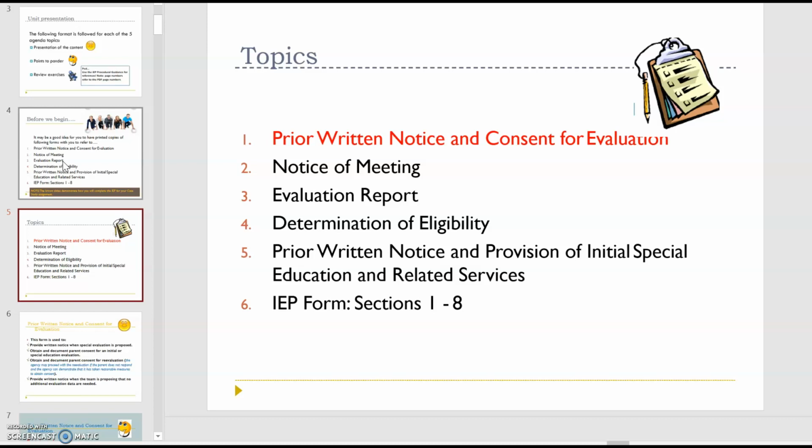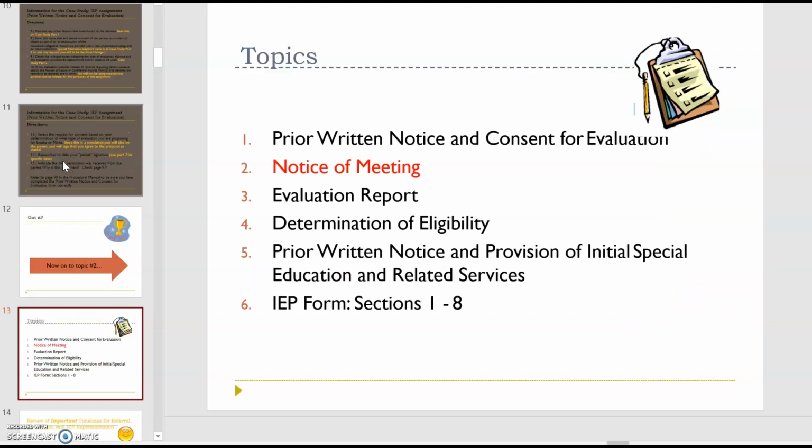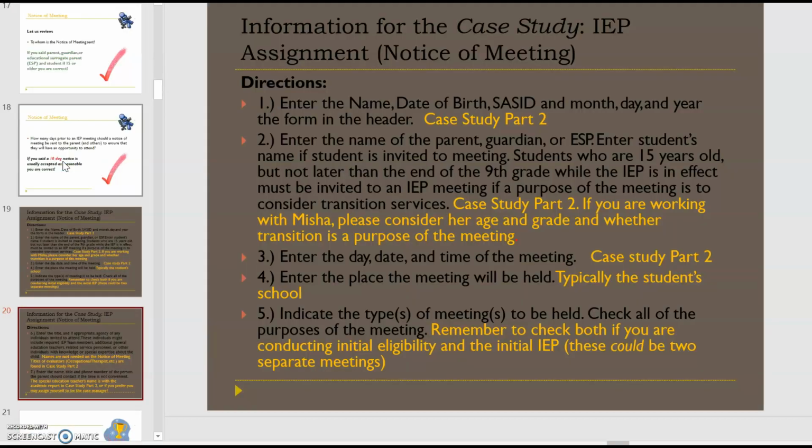Then there's another PWN document. You'll notice PWN happens quite a bit. It's any time that we're taking an action or proposing to change or remove something, alter something within the plan provided for the child. And then the IEP form itself. So this presentation will go through all of those things.